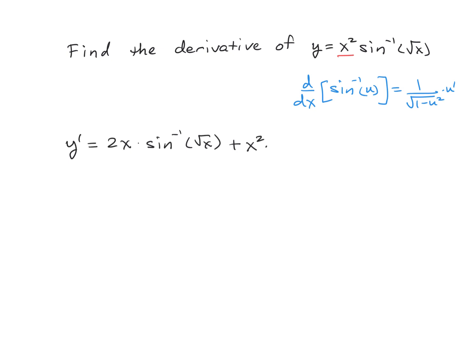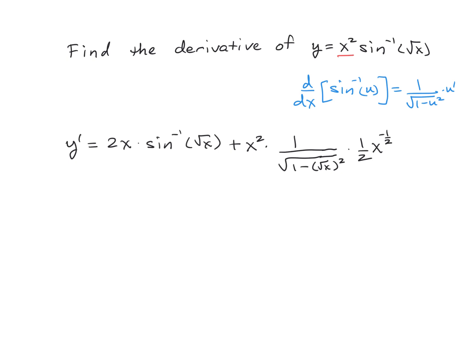So using our chain rule idea, it's going to be 1 over the square root of 1 minus the square root of x squared. And then we're going to be multiplying by the derivative of the square root of x, which we know is going to be 1/2 times x to the negative 1/2 power.